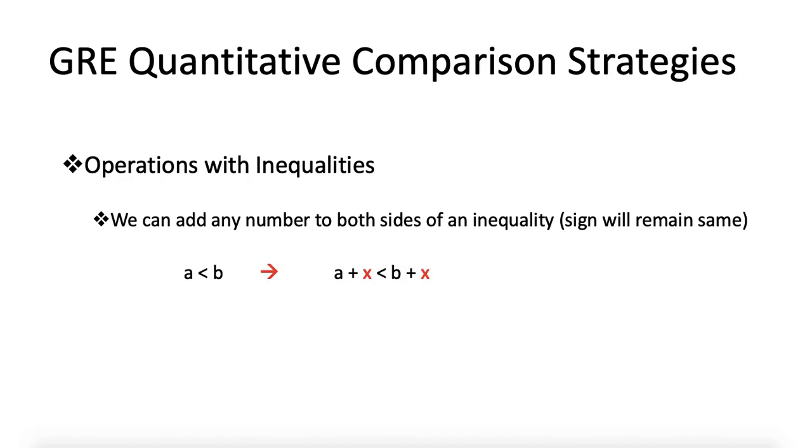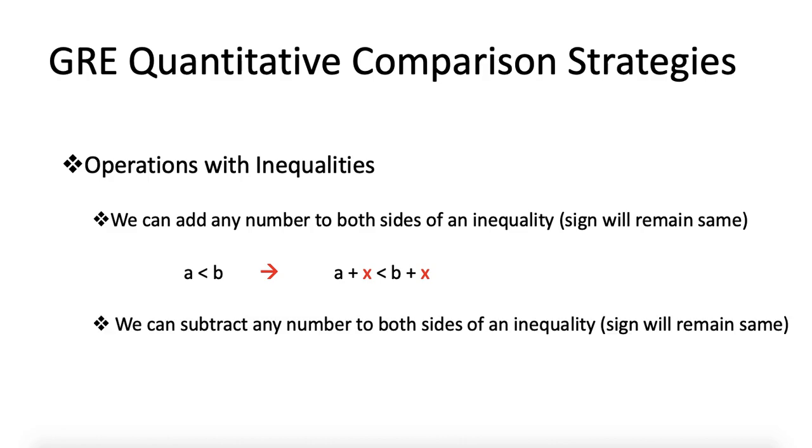For example, if I have the inequality B is greater than A, and if I add x, a variable, on both sides, and this is the same variable, there will be no change in the sign. It will remain the same. Now if I subtract the same number from both sides of an inequality, again the sign will remain the same, just like B is greater than A, and if I subtract x from both sides, the overall sign will remain the same.